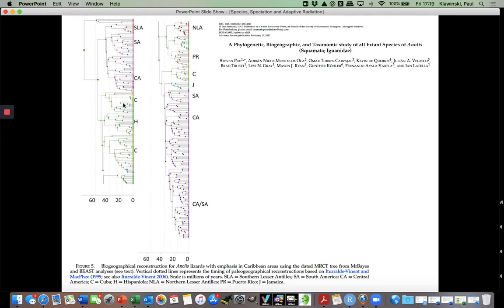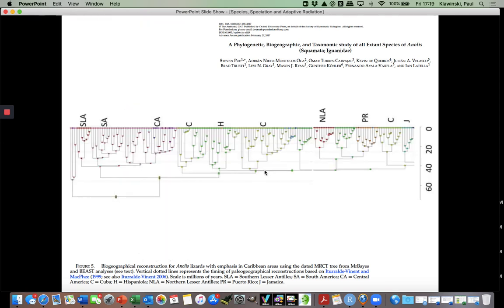on the next slide. And when we zoom into this, what we see is that Cuba, C stands for Cuba, J stands for Jamaica, NLA is the Northern Lesser Antilles, H is Hispaniola. And we can see that for each of these islands, for example, Puerto Rico, where I've worked in the past, we see that all the Puerto Rican species, for the most part, are members of a single clade. Here is a Cuban clade, here is a Jamaican clade.